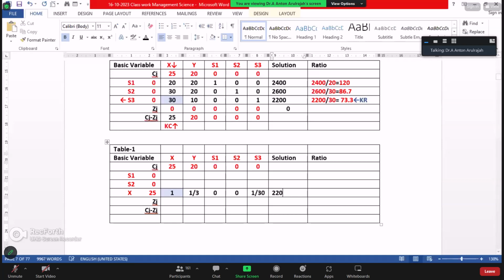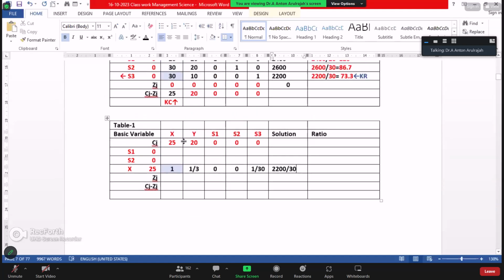2200 divided by 30. Okay. So it may be in a round figure or it may be in a decimal figure. Doesn't matter. You have to keep it in such a way that is easy for you. Now, what are the next steps?